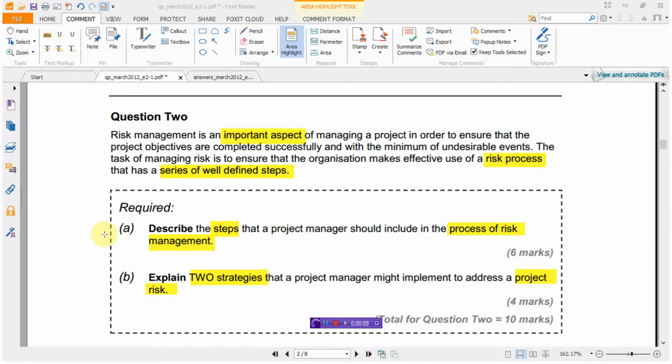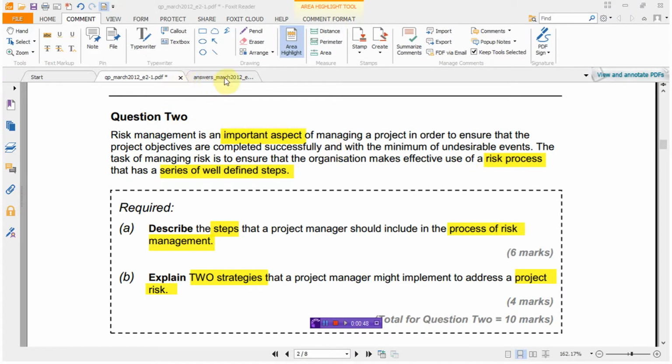Now draw your attention to question 2 of March 2012. In this particular screencast, we're going to be looking specifically at the steps involved in managing risk and indeed the strategies that you could employ to manage risk, of which there are 4, as we know from our mnemonic TARA, T-A-R-A. In terms of the scenario, it's fairly short, just a little bit of information about how important it is to manage risk within a project, and it asks for the steps involved in that risk management process.